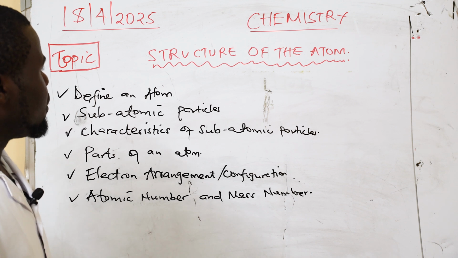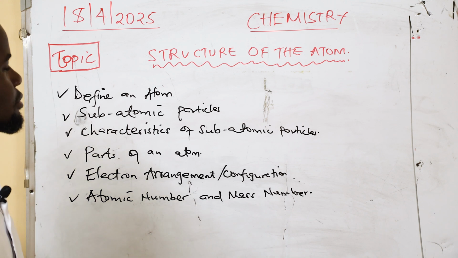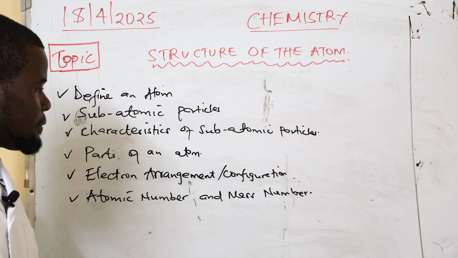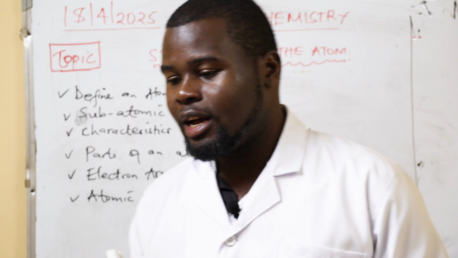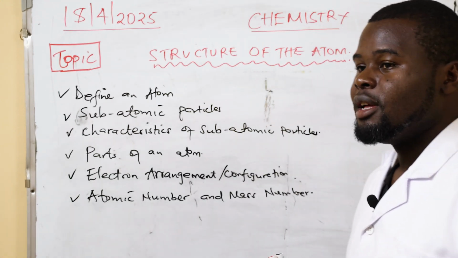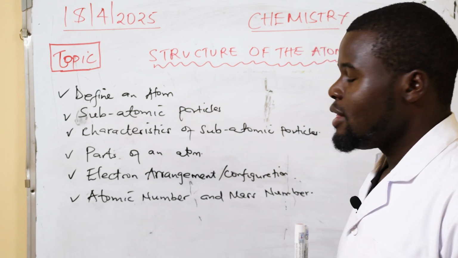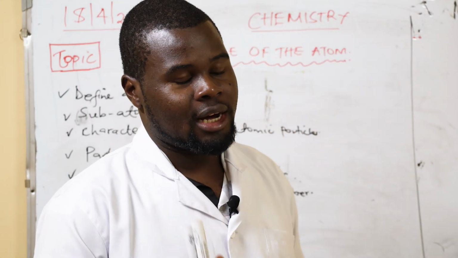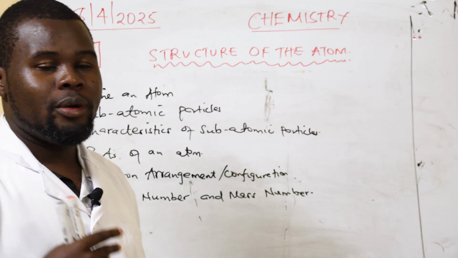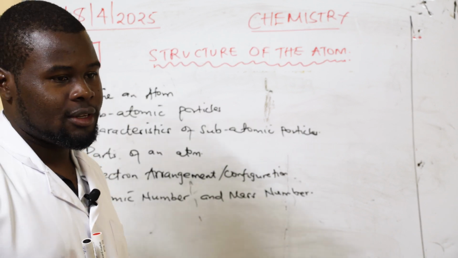Now, many people have been talking about the atom, but the question is, do they understand what it entails? Today, I just want to talk about the structure of an atom. The first thing you need to know is, can you define what an atom is? The second thing is, what are the subatomic particles in the structure of an atom? Then we also talk about the characteristics of these subatomic particles.